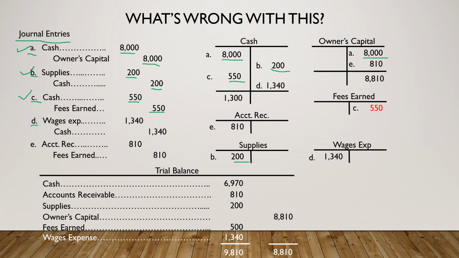Transaction D, wages expense got a $1340 debit. Cash got a $1340 credit. D is fine.